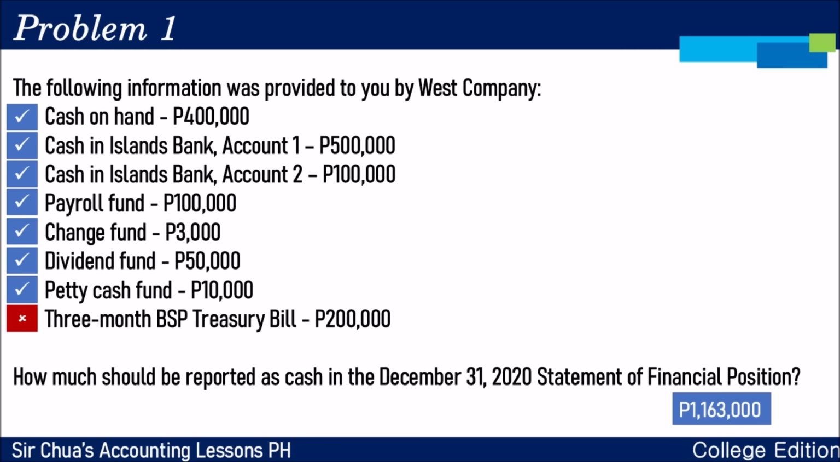Okay, screenshot nyo na yung solution para maintindihan nyong mabuti. Okay? So, the cash to be reported on December 31, 2020 is 1,163,000. Awesome. Okay, let's have problem number 2.